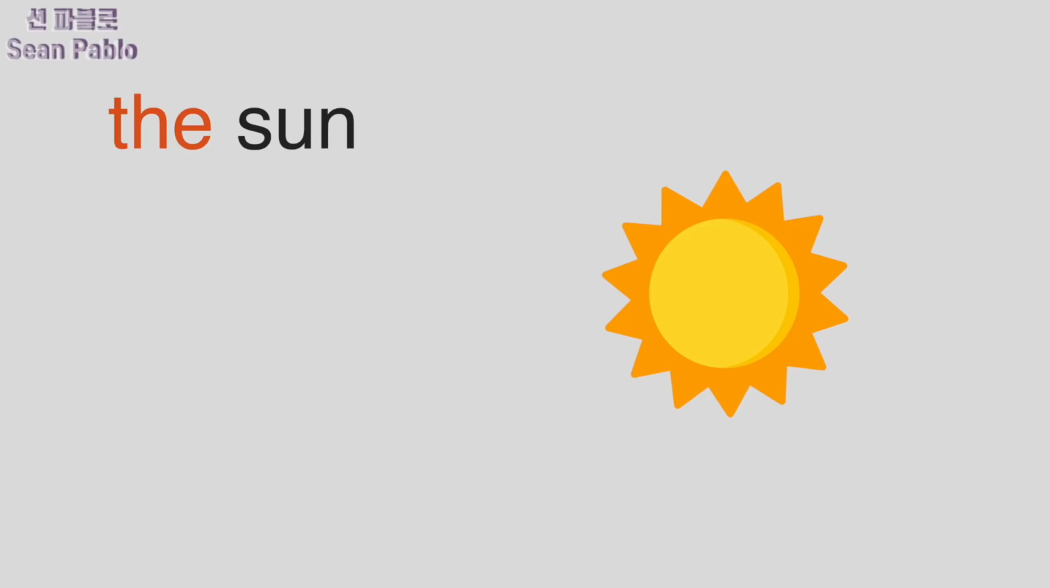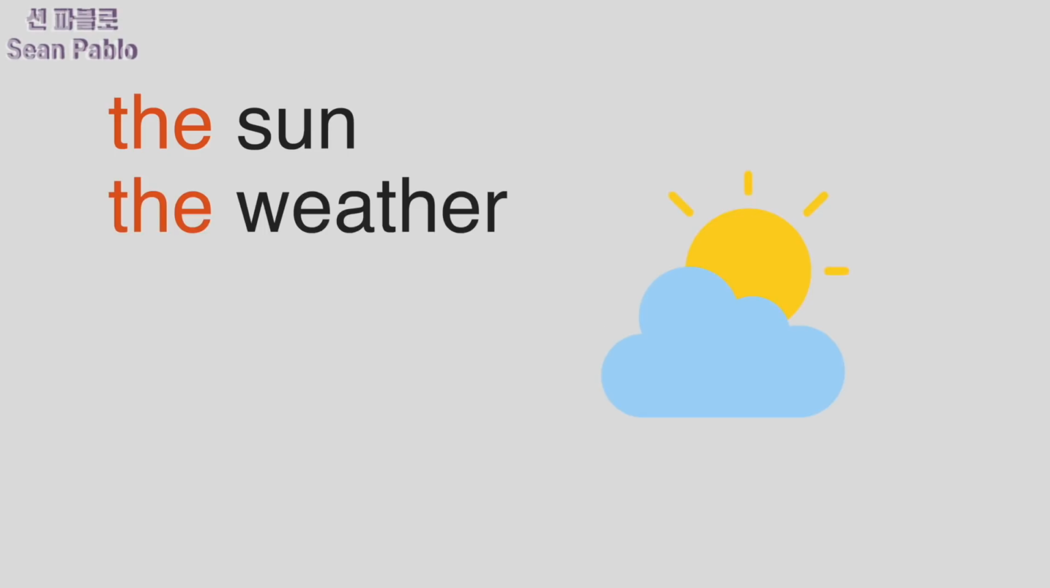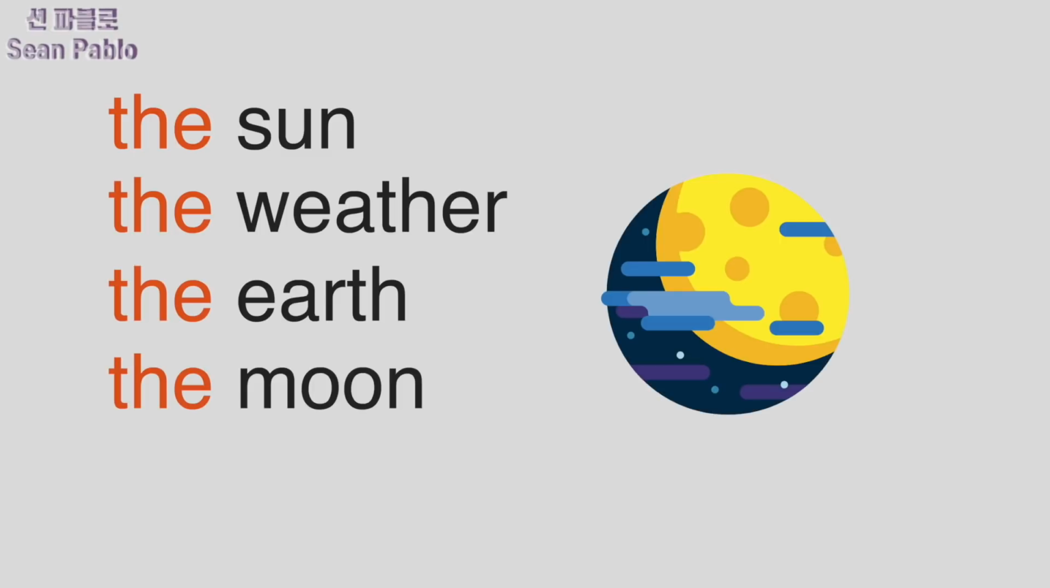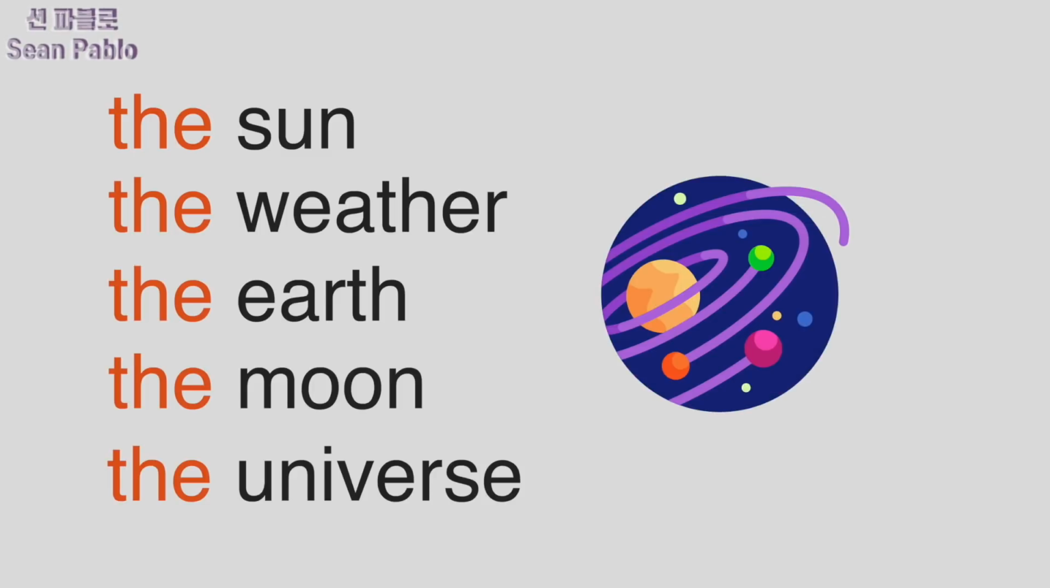Next is things that every human on this earth knows about. What are they? The sun, the weather, the earth, the moon, the universe. The reason we would use the is because you don't need any context. There's only one specific sun that most humans are talking about. One specific universe. Unless you're a scientist, you're usually not distinguishing between multiple suns and multiple universes.